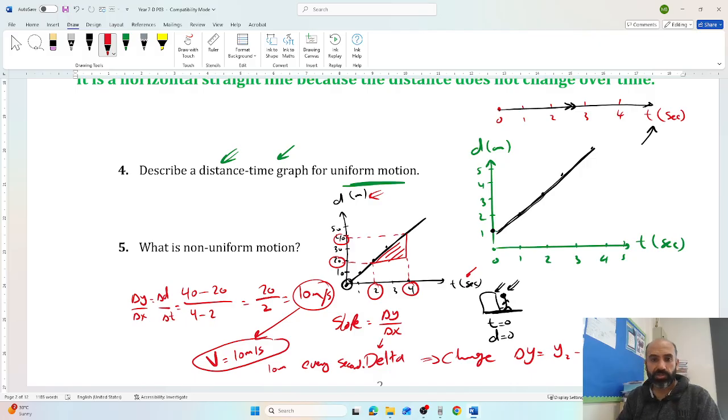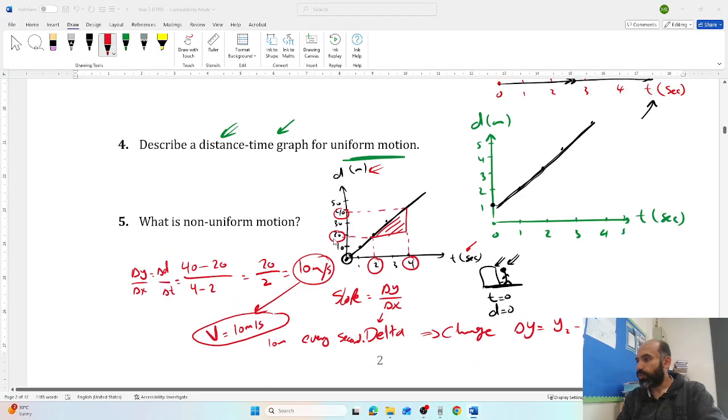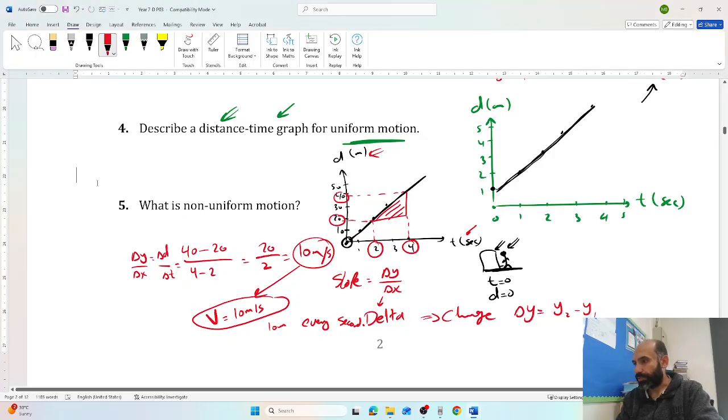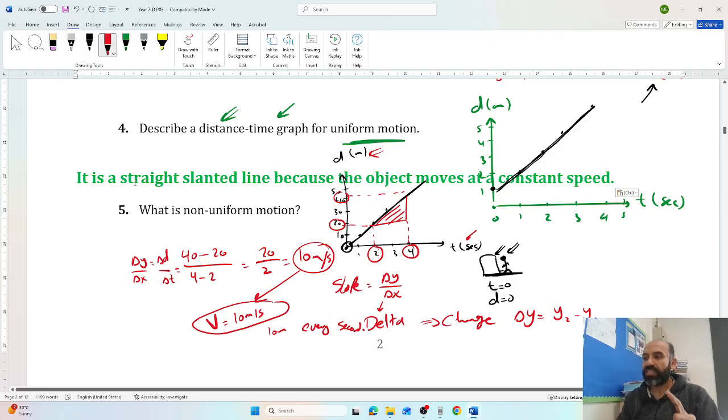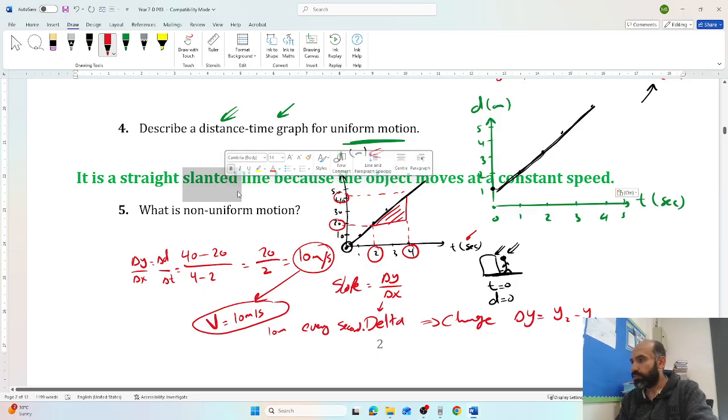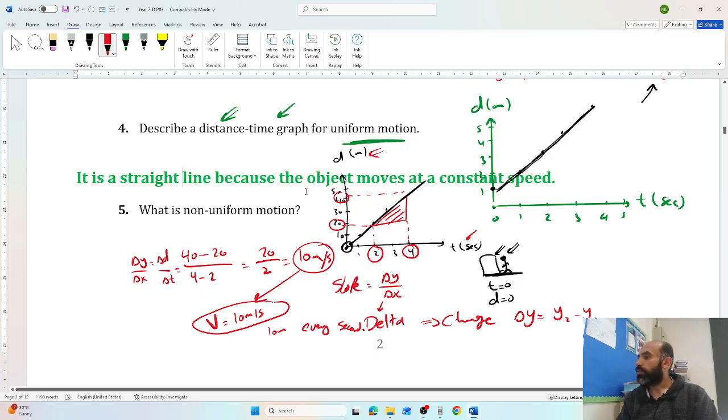Okay, so let's try to copy the answer. So the question just wants to write the description for this part. So the description: it is represented by a straight line, because the object moves at a constant speed.